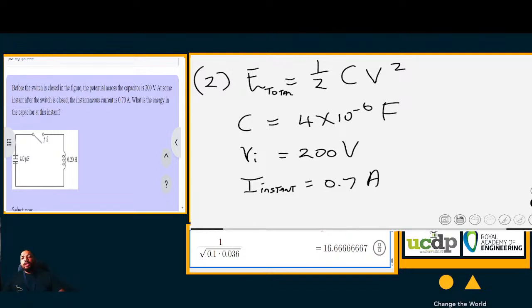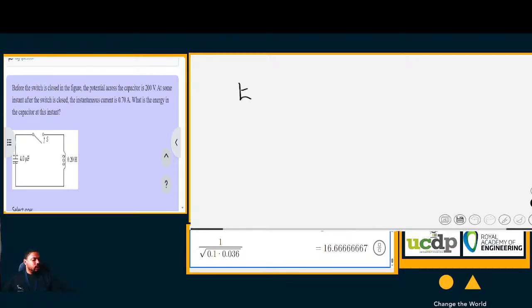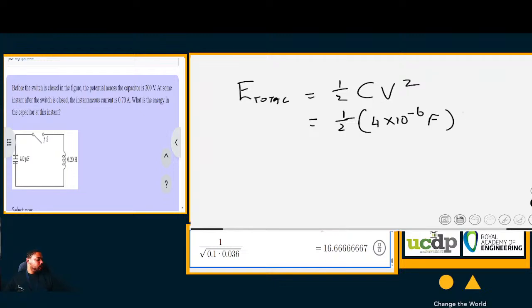First of all, we need to calculate the total energy. They want the energy in the capacitor at that instant, so first let's calculate the total energy. E total will be equal to a half times C times V squared. That's a half times 4 times 10 to the negative 6 farads, and then the voltage squared, which is the initial voltage, 200 volts. That'll give you the total energy that was there before the switch was closed.